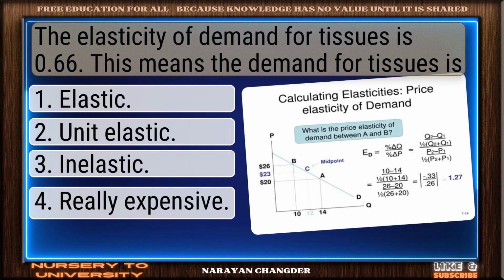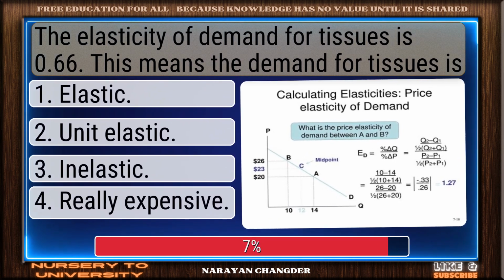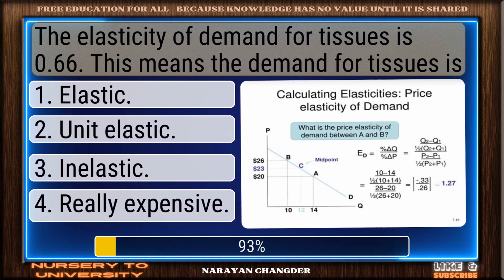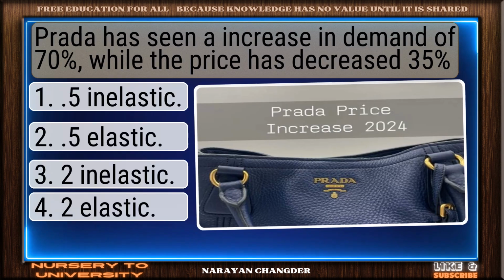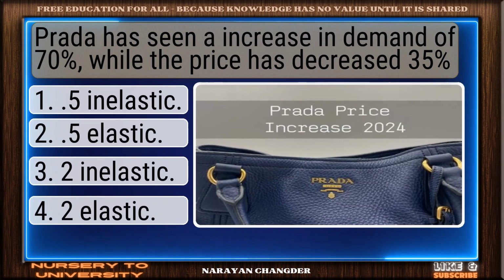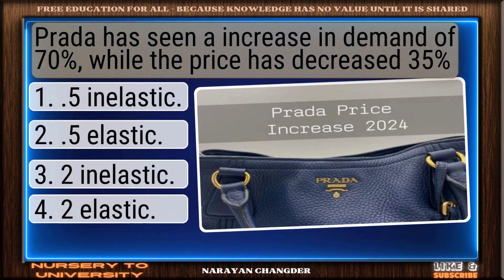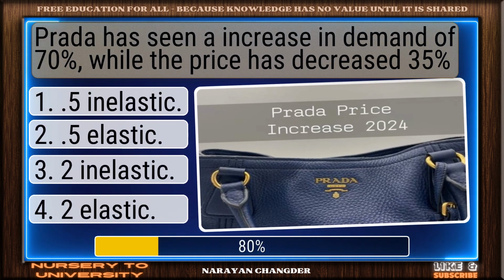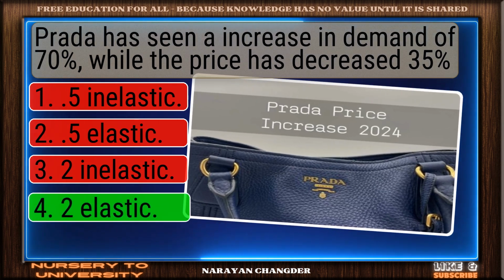The elasticity of demand for tissues is 0.66. This means the demand for tissues is. Well done. Inelastic is the right choice. Prada has seen an increase in demand of 70%, while the price has decreased 35%. Exactly. 2 elastic makes sense and it is the right choice.